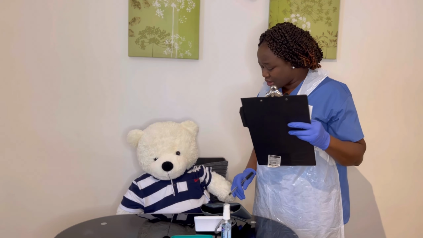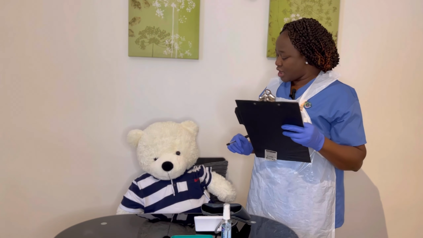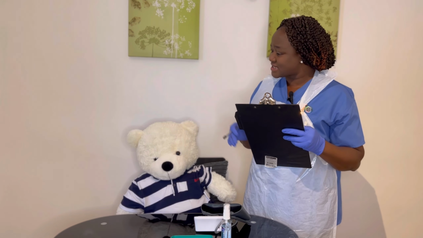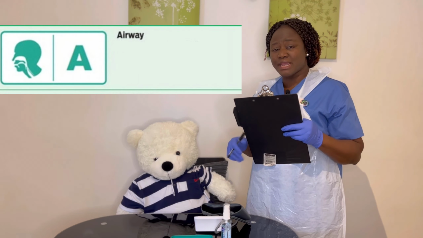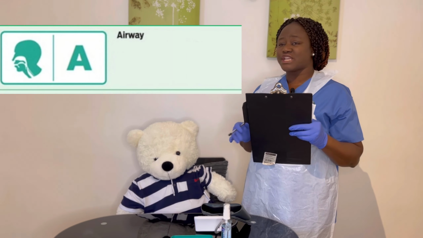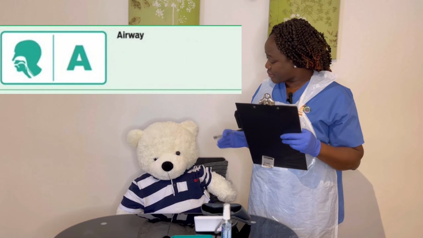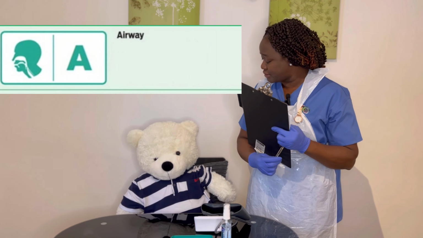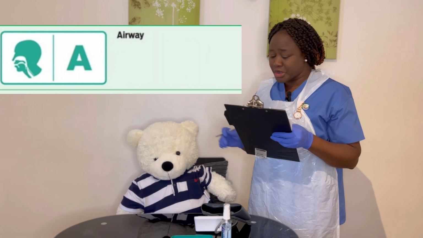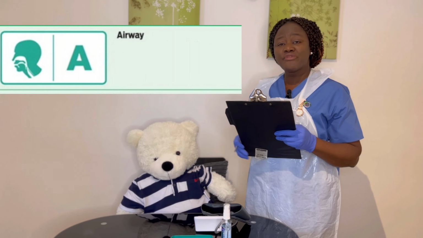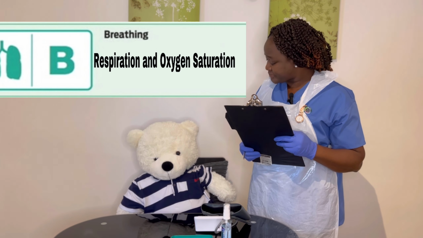So I've done with the assessment. I've actually started from the airway. When I came in talking to you, I can see there's no visible obstruction in your airway. You can talk to me in complete 2 to 3 sentences, which is wonderful. So your airway is clear, there's no obstruction. I'm happy with that. Moving to the B, which is the breathing.